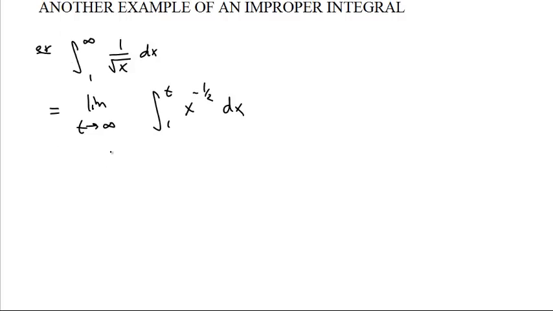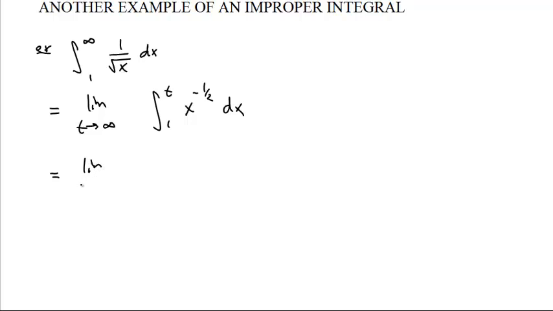Some people try to skip this step. Some people don't actually want to bother to write out the limit. 9 out of 10 of those people end up making a mistake because they're going too fast. So if you have any issues with occasionally making stupid mistakes, write this out.